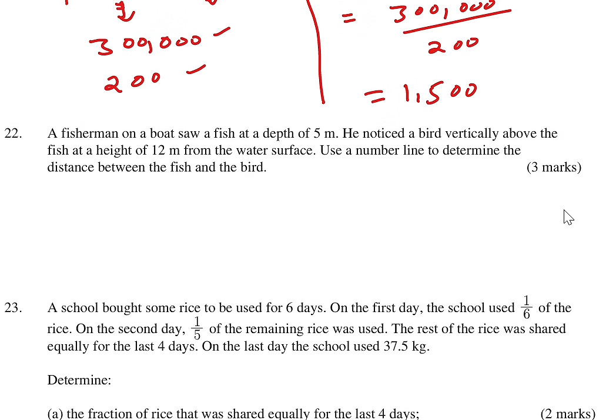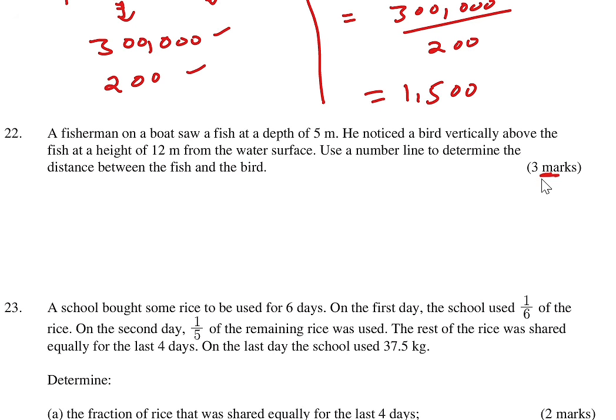Number 22. A fisherman on a boat saw a fish at a depth of 5 meters. He noticed a bird vertically above the fish at a height of 12 meters from the water surface. Use a number line to determine the distance between the fish and the bird.